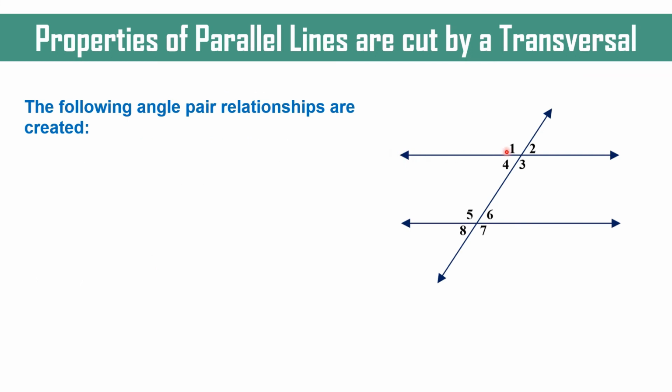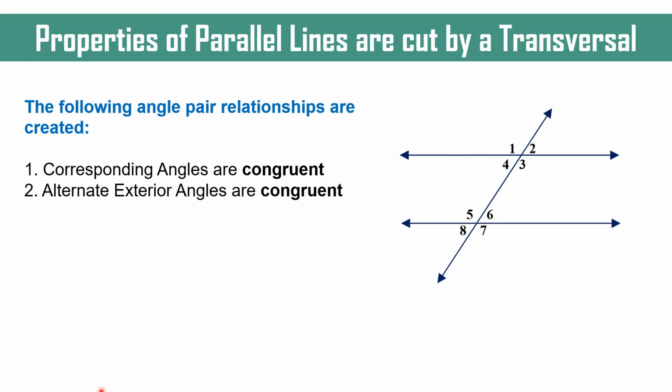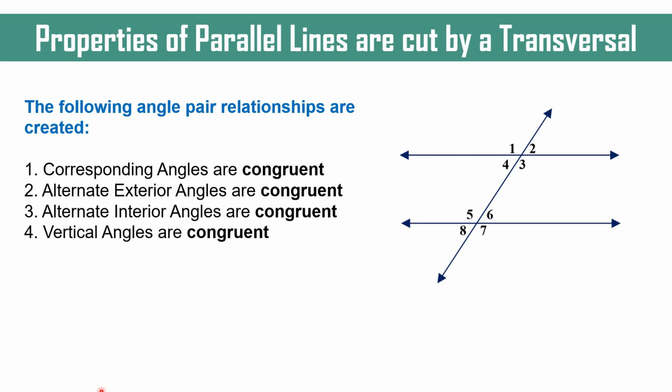And to prove that the lines being cut by a transversal are parallel, angle pair relationships were created. First one, we have corresponding angles. They must be congruent. It means they must have the same measurement. Same with alternate exterior angles. They are also congruent. Alternate interior angles are also congruent. Vertical angles are also congruent.